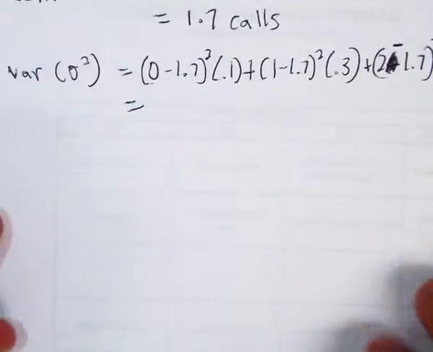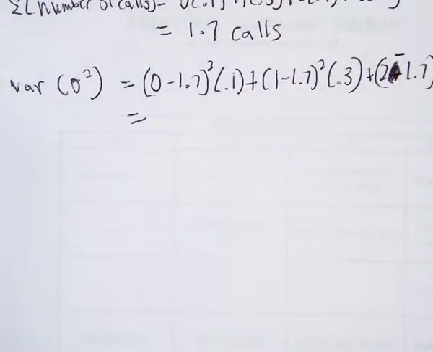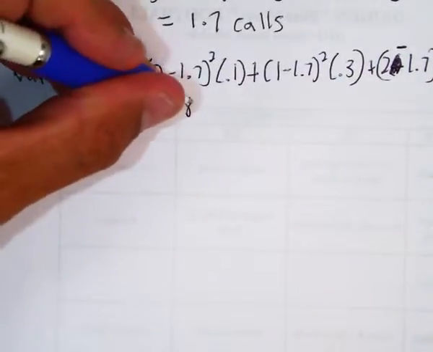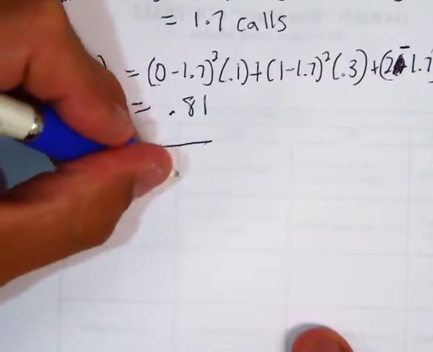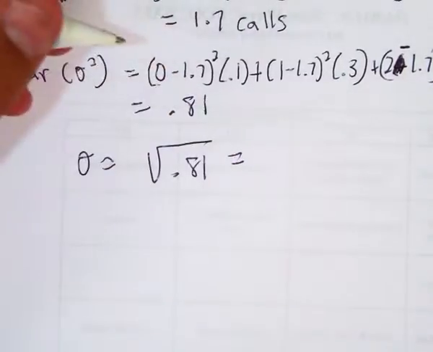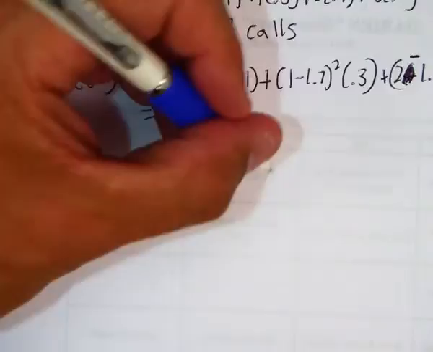And if you do all those out, you get a variance of 0.81. So the standard deviation equals the square root of 0.81. And if you do that out, you'll get about 0.9.